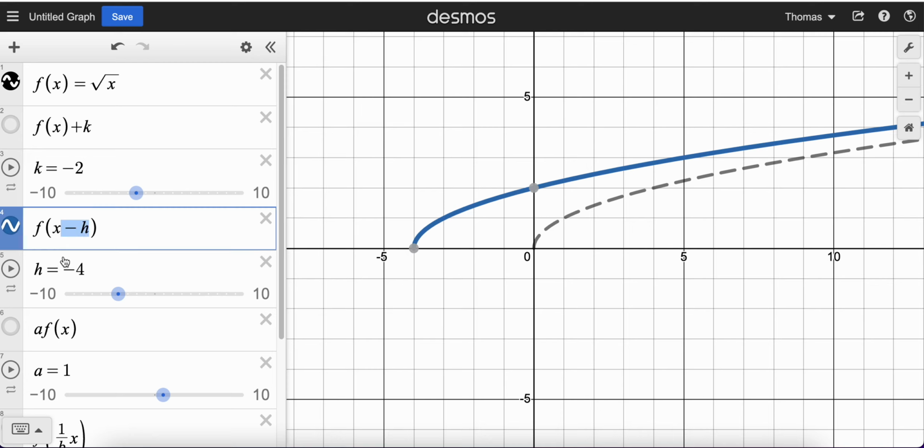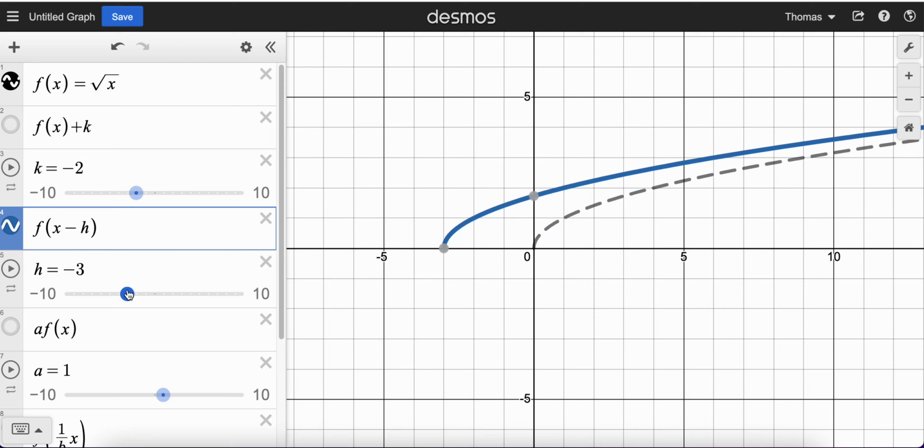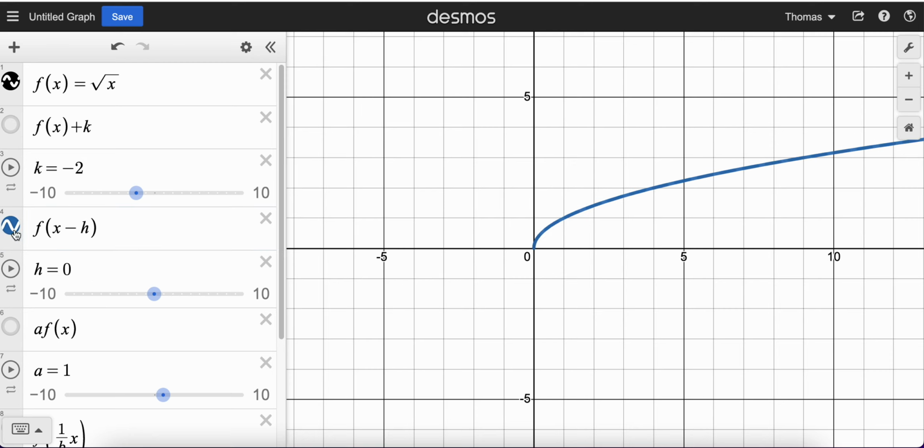The big idea, whenever we're shifting left or right, we always move in the opposite direction of the sign which we see inside the parentheses or the absolute value or the square root. So h affects our horizontal shift. It's a shift in the opposite direction of the sign.